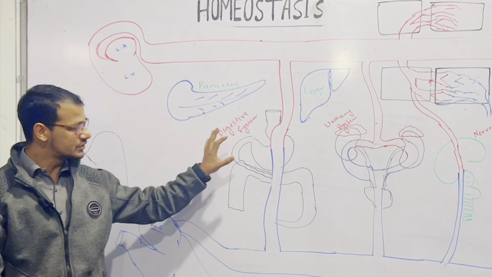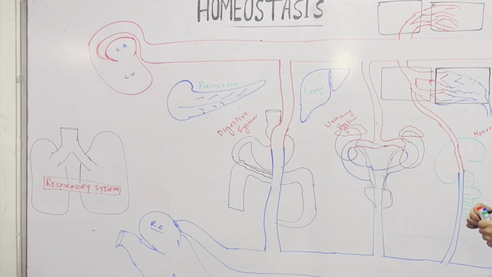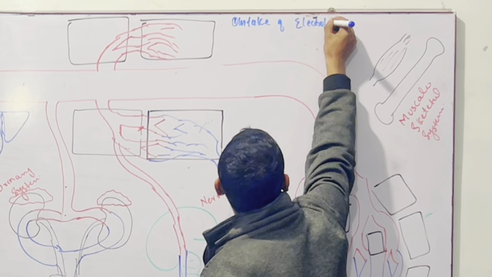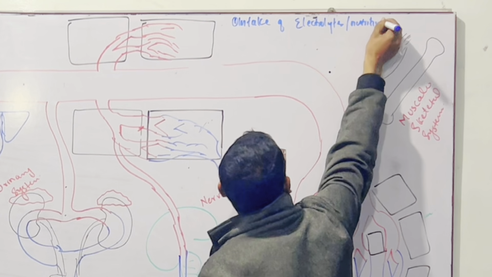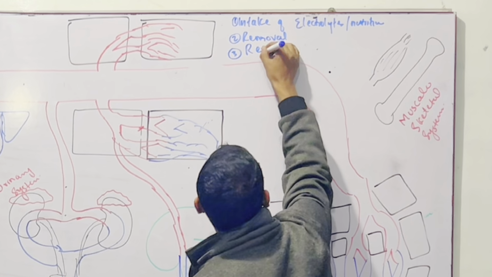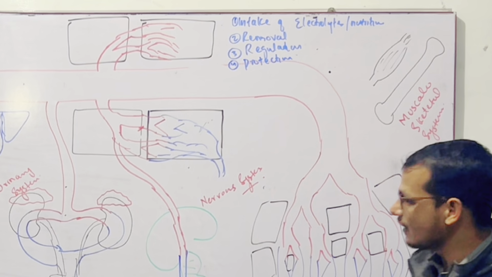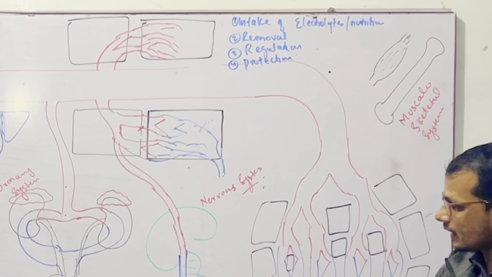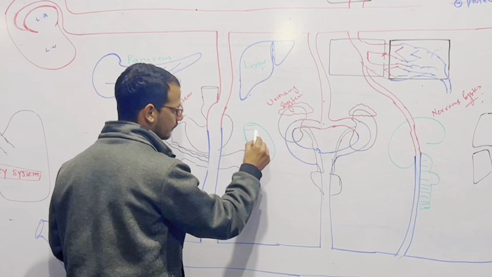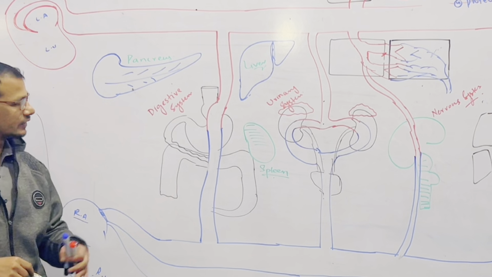What is the role of these systems in homeostasis? I already told you that in homeostasis we will take 4 factors. The one is intake of electrolytes and nutrition. The second one is removal. The third factor is regulation. And the fourth factor is protection. Good. But for protection, we haven't drawn any organ here. For example, we have the spleen here. Do you know about the spleen? We have the thymus gland too, right? But the spleen is enough here.